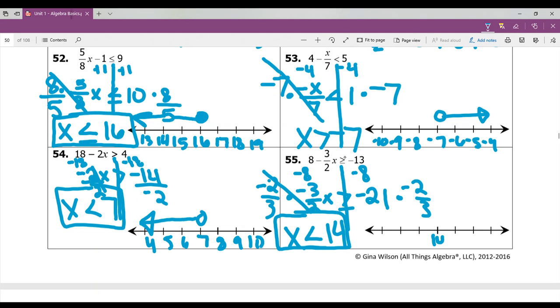Let's put 14 in the middle. 15, 16, 17, 13, 12, 11. It's less than or equal to, so we put a closed dot on 14, and because that variable's in the front, we're going to shade that way, draw our arrow that way.